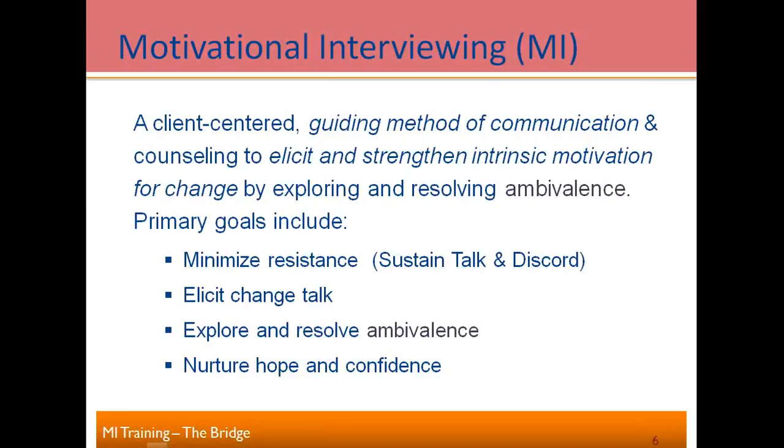Okay? Basically, there are a few primary goals. To minimize resistance, and resistance can be looked at as sustained talk and discord. Elicit change talk, and I'll explain what change talk is as we go forward. But again, it's connected to that paragraph above about drawing out, tapping into a person's intrinsic motivation to change. Exploring and resolving ambivalence, we already talked about that, and nurturing hope and confidence. These are the primary goals of using motivational interviewing, which is this guiding method of communication and counseling.